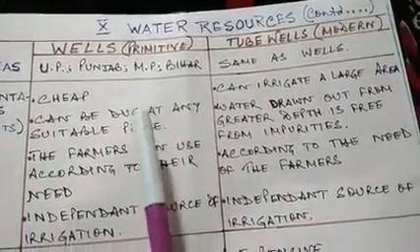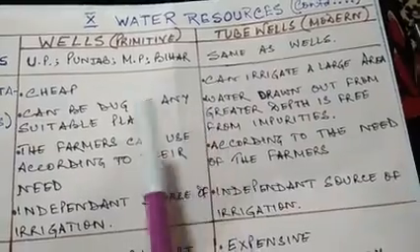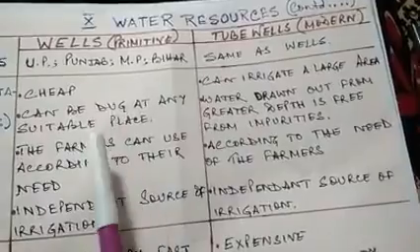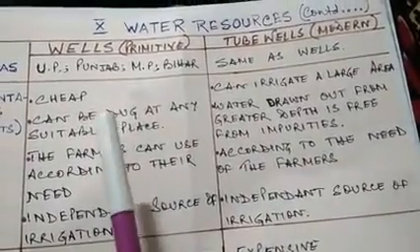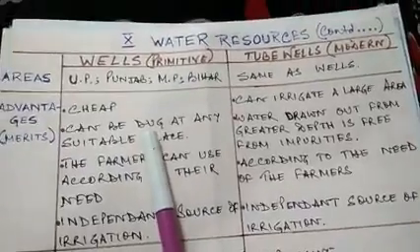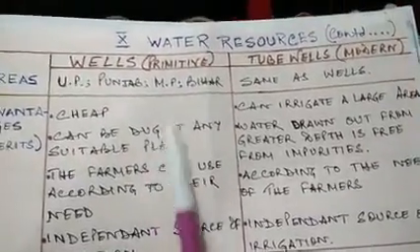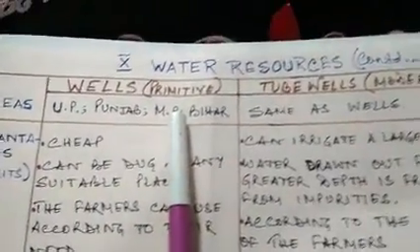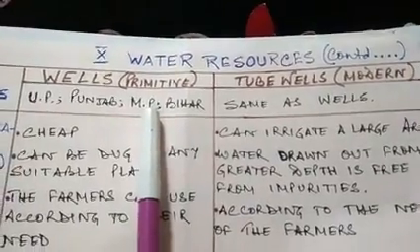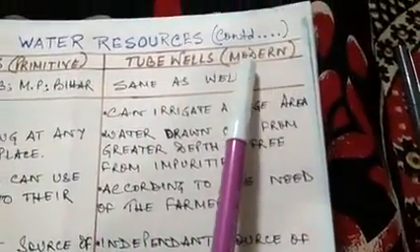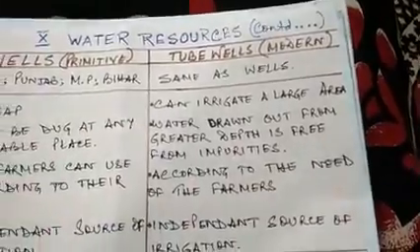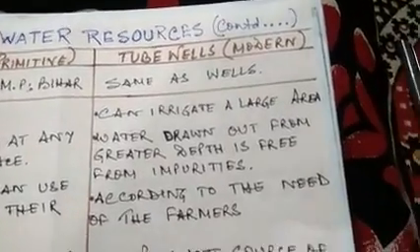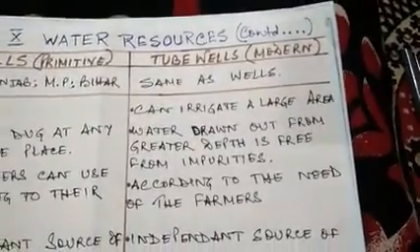Comparative means not exactly differences, but a comparison is drawn between these two types of irrigation methods, because there are some similarities as well as certain differences between wells and tube wells. Now well, you can see over here, is primitive, a very old traditional method. Tube well is modern. One thing I would like to tell you: tube well over here does not mean the hand pumps that we see along the roadside or in the houses.